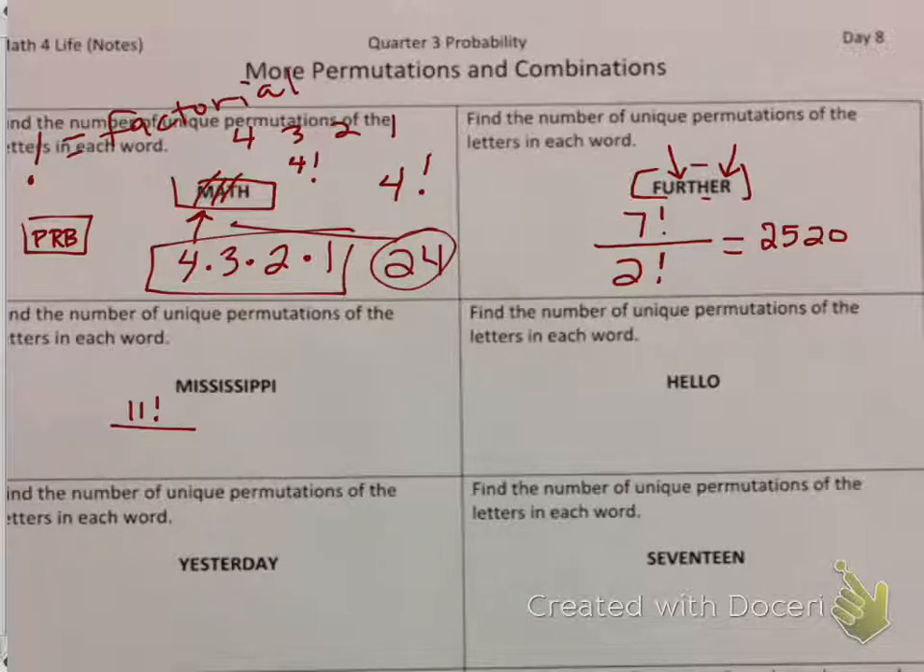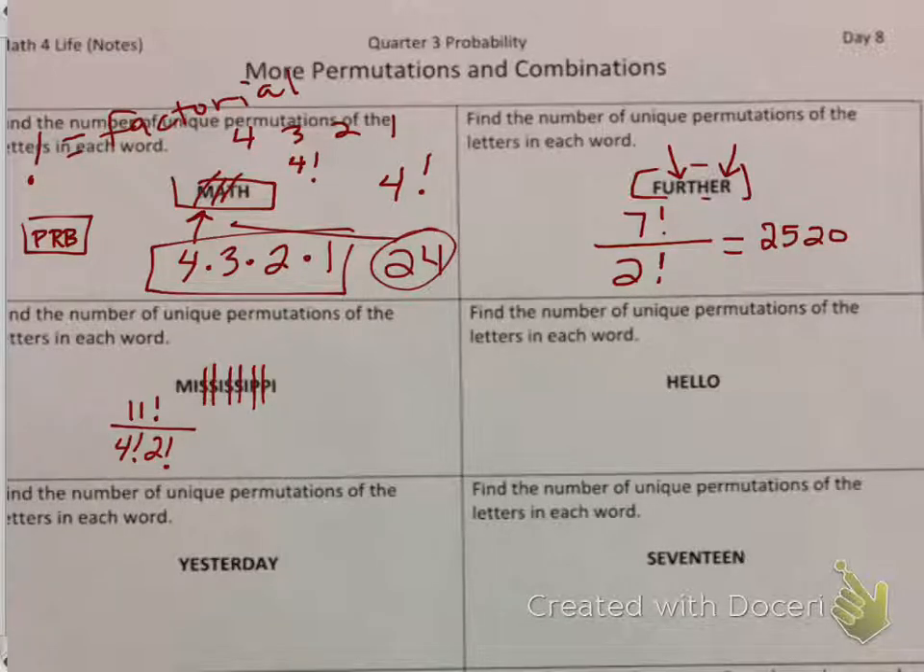I'm going to start with the obvious ones here and do the S's. So there's 1 S, 2 S, 3 S, 4 S's. So I have to divide this by 4 factorial. Then I'm going to do my P's. So 1 P, 2 P. So I'm going to have a 2 factorial.